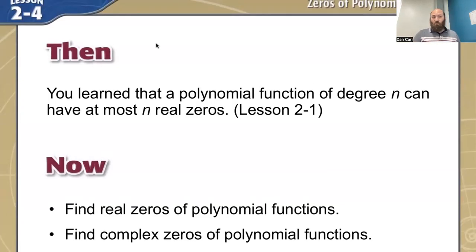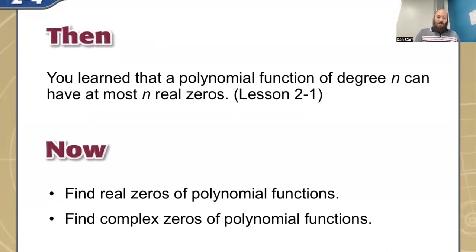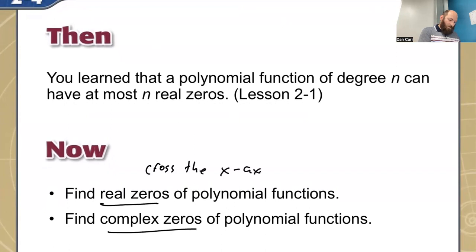Today we're going to be looking at 2 for day 1. We're going to be looking at the zeros of polynomial functions. Okay, so we started talking about polynomial functions and a lot of their characteristics. Today we're going to be talking about both real and complex zeros. So again, what does it mean to be a zero? A zero is whenever we cross the x-axis.